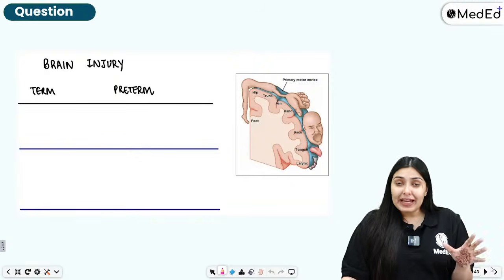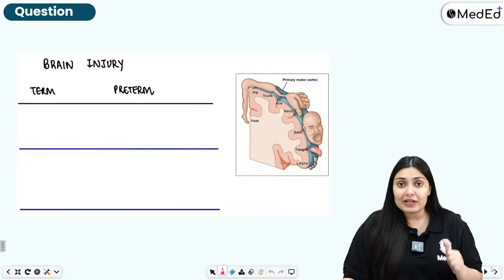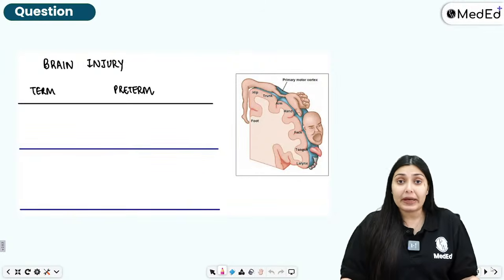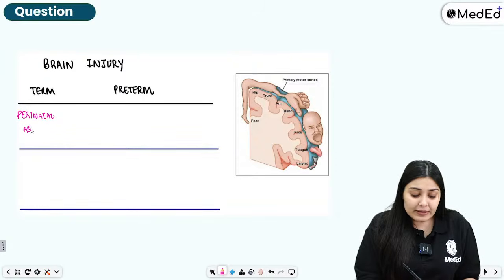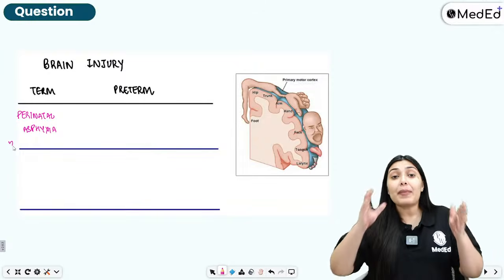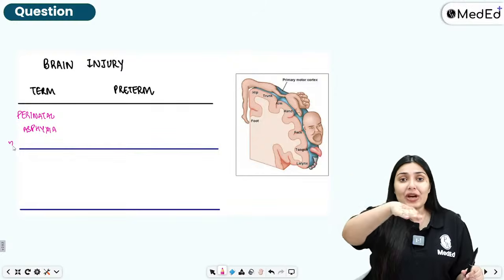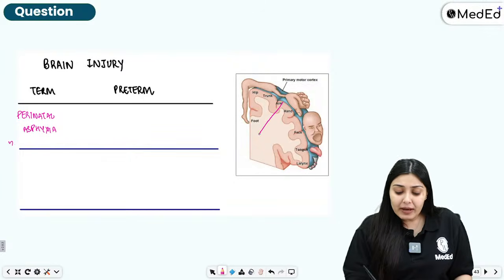So when we talk about brain injury, in term babies, the most common cause of brain injury is perinatal asphyxia. That is, at the time of the birth, the baby did not cry and there was hypoxia and damage to the brain. And in perinatal asphyxia, the area that is involved is the parasagittal area. You understand the sagittal plane, this is the midline plane. So if you take the motor homunculus, the parasagittal area would be somewhere here.